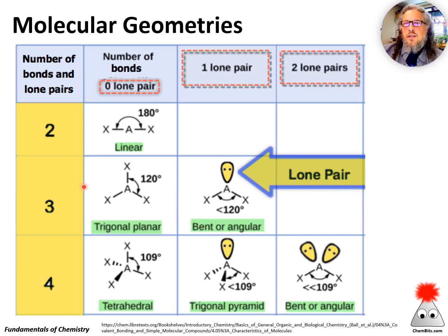So here's a handy little chart. This is in your textbook. So this is regions of electron density. So number of bonds and lone pairs is what I've been calling regions of electron density. We're either going to deal with 2, 3, or 4. Those are our only options. Number of lone pairs. Here we go.